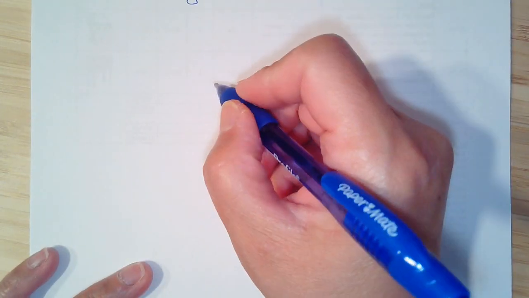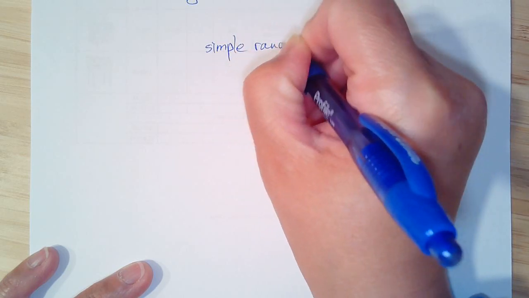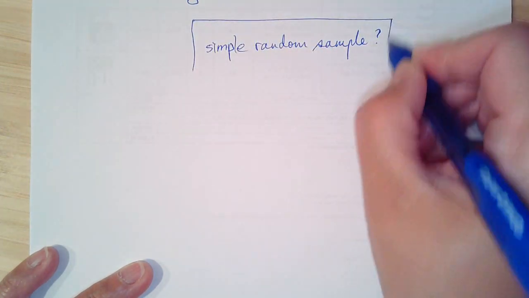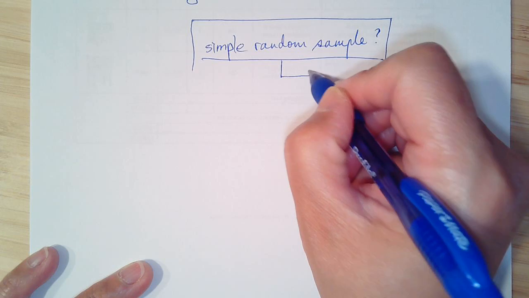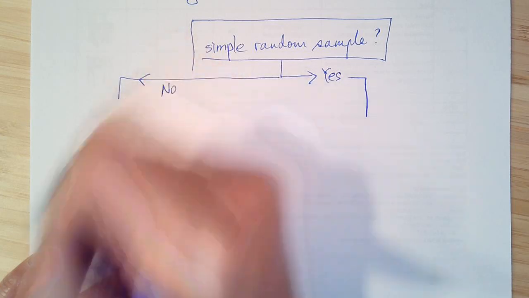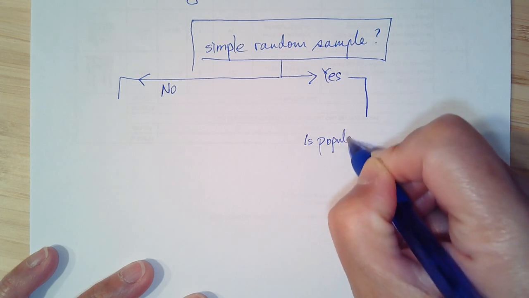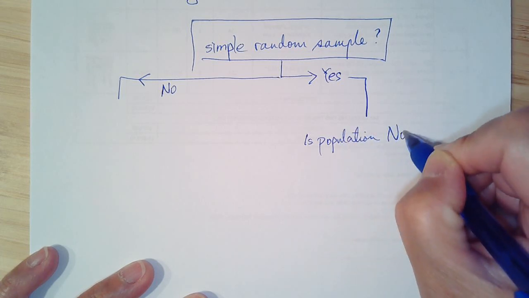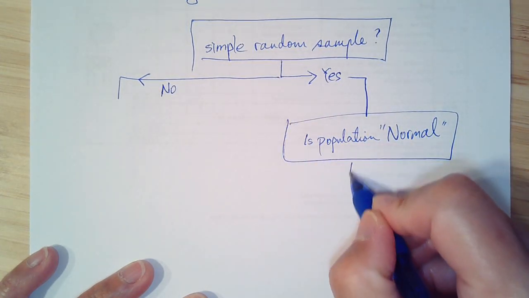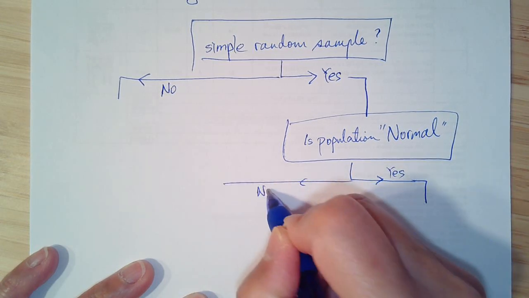Now the first one: simple random sample. If it's yes, it's going that way. If it's no, then I'll tell you what to do later. If it's a yes, then the next question is: is the population normally distributed? I'll just say normal. Is the population normal? That answer could be yes, could be no, or unknown.